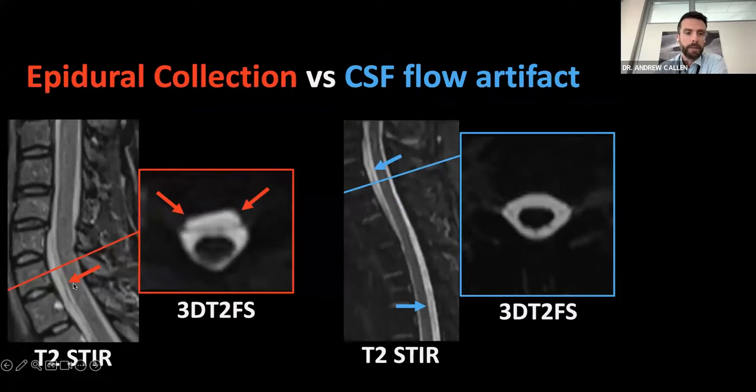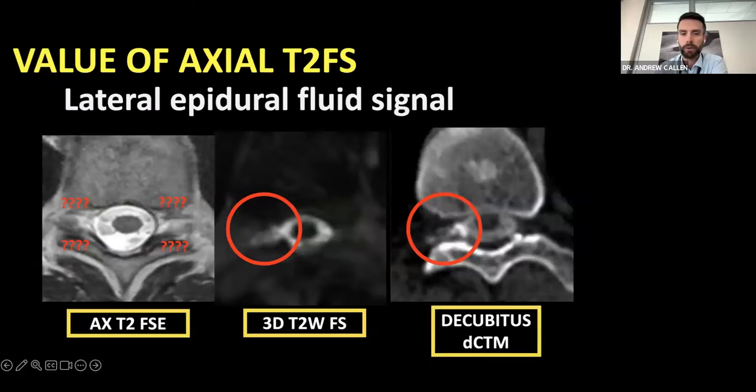So on the left here, there's an image of a T2 STIR image of a patient with a ventral epidural fluid collection. The 3D T2 fat-saturated image nicely recapitulates this finding. But this patient has a very similar sort of line in the ventral and dorsal thecal sac, but the 3D T2 fat-saturated image shows that this is just flow artifact. So I very much would advocate that this sequence can help us localize and characterize the presence of epidural fluid collections.